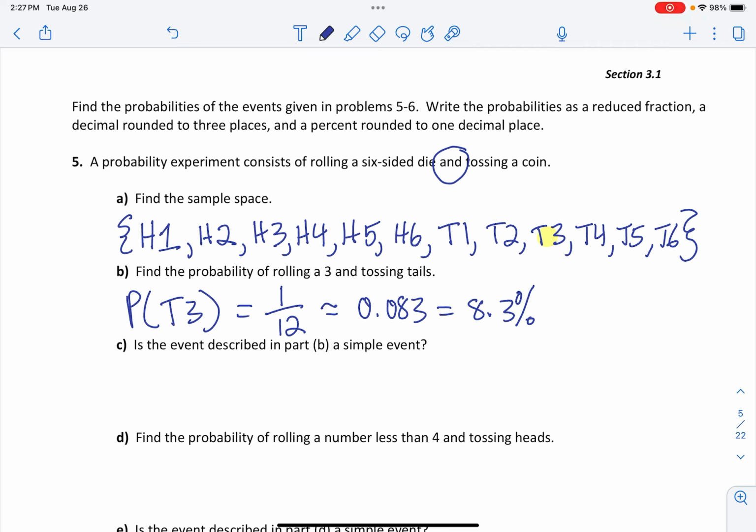Is that event simple? Look at that numerator. Yep, it's 1. So yes, only one way to get T3. Only one outcome is that.